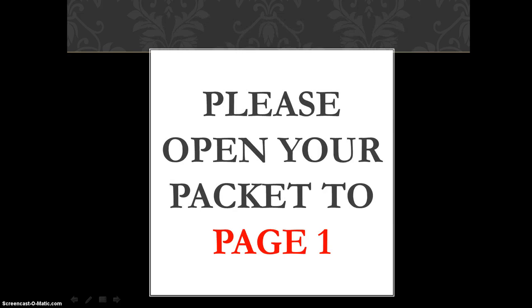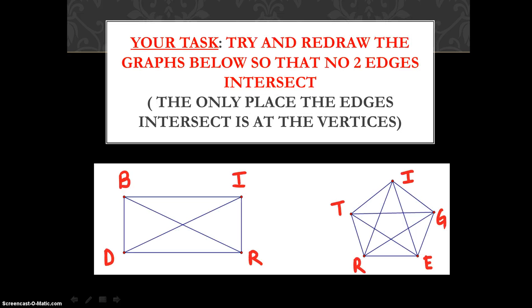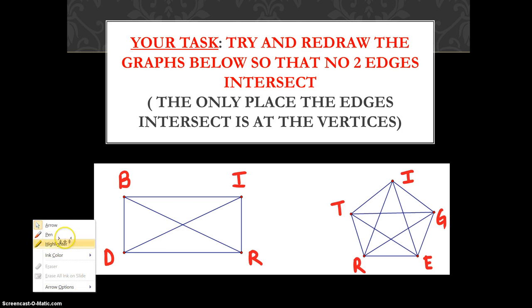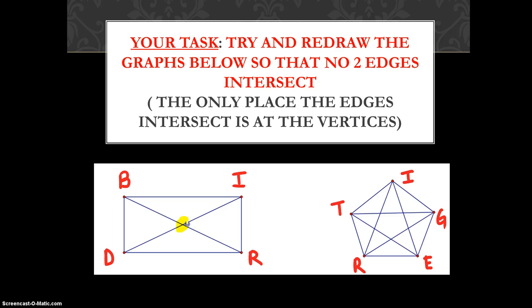All right, so now you're going to be on your packet page 1. In the game Untangle Me, what they asked you to do was to try and move the vertices or the edges around so that no edges are intersecting. For example, if you look at this problem right here, we have edges that are intersecting right here. Can you think of a way to redraw this figure so that none of those edges intersect? Obviously, there's several edges in this diagram that are intersecting. So put this on pause and check it out.